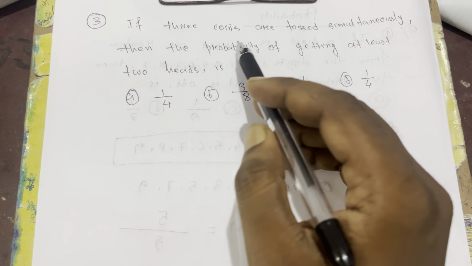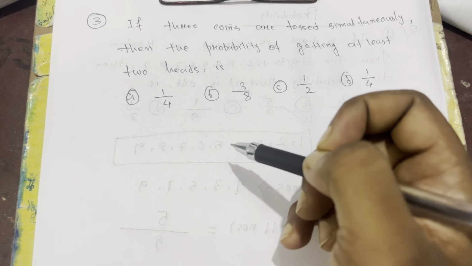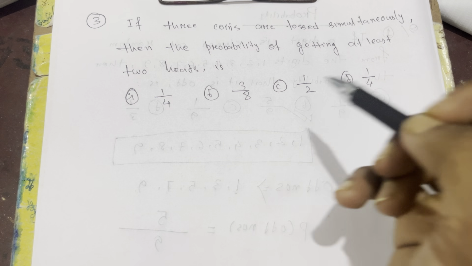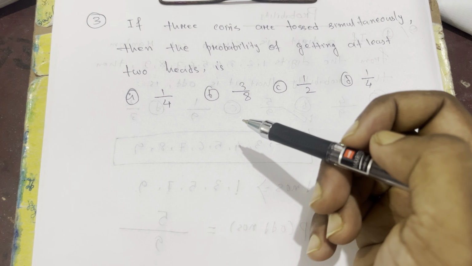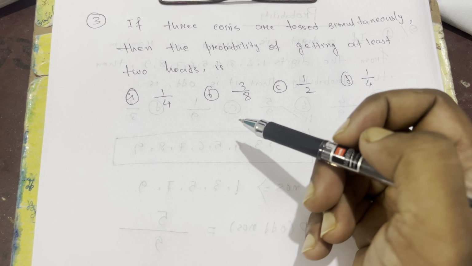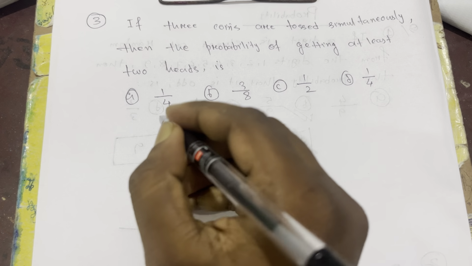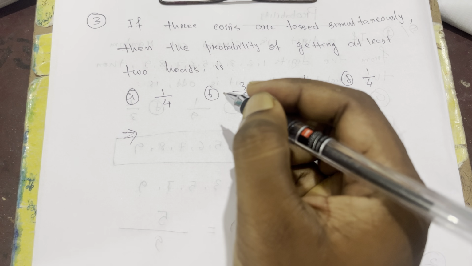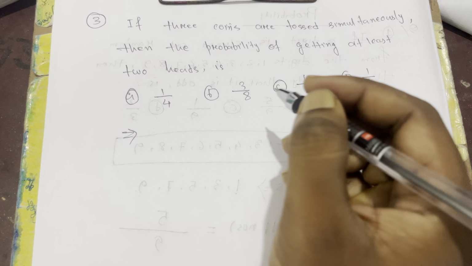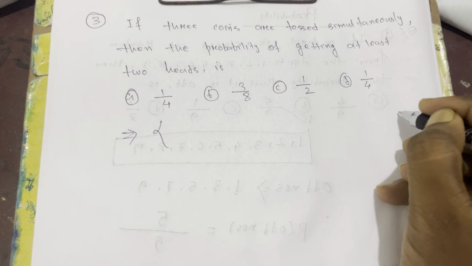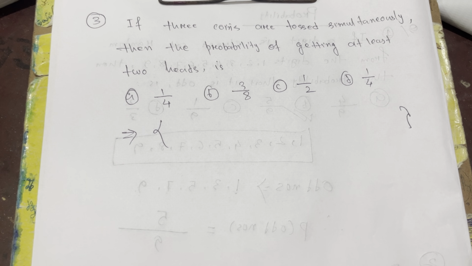If 3 coins are tossed simultaneously, means if you throw 3 coins together, then the probability of getting at least 2 heads. The probability of getting at least 2 heads is what? So first you have to write the outcomes. If you throw 3 coins simultaneously, one by one, or together, how many possibilities, means how many outcomes, will come? So there will be 8 outcomes.